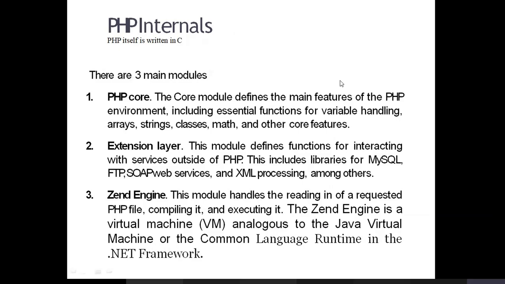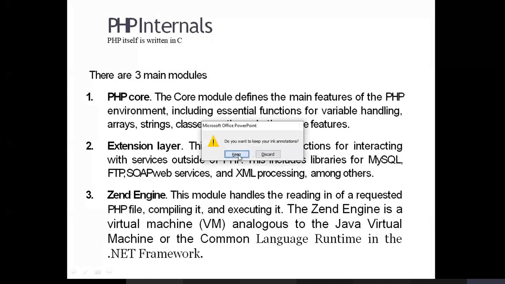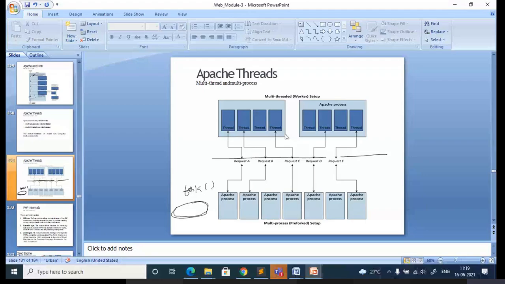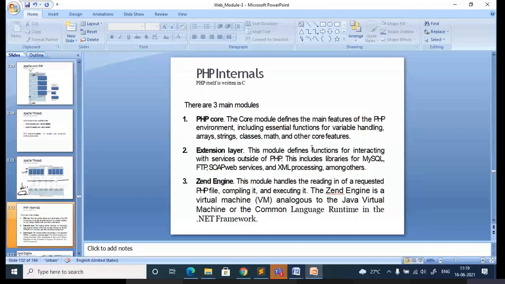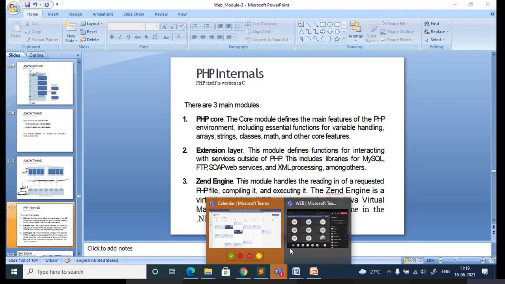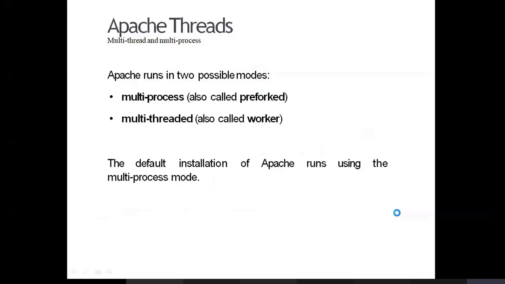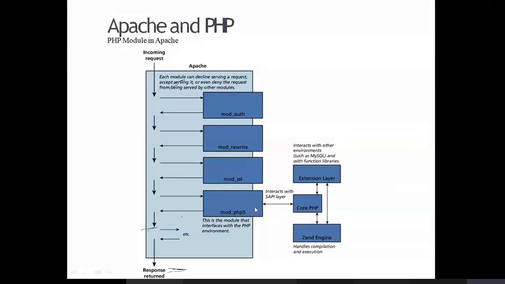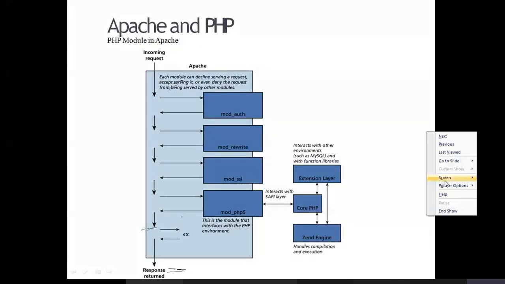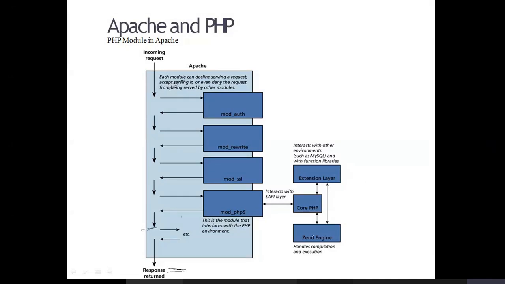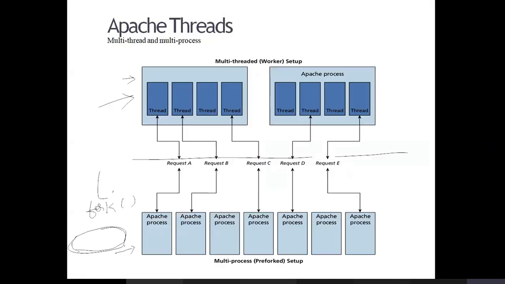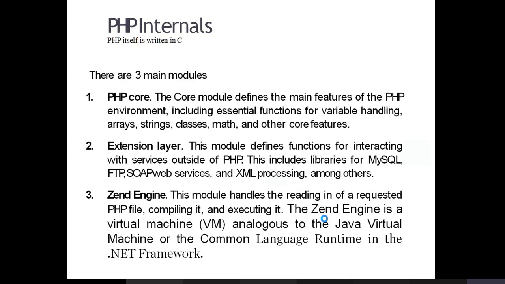Next we'll move on to the PHP internals. In the previous diagram I showed what modules the Apache Web Server runs, and that there is one particular module acting as an interface. Now, what are the modules or layers in the case of PHP? We'll focus on PHP internals, how a PHP program gets run.